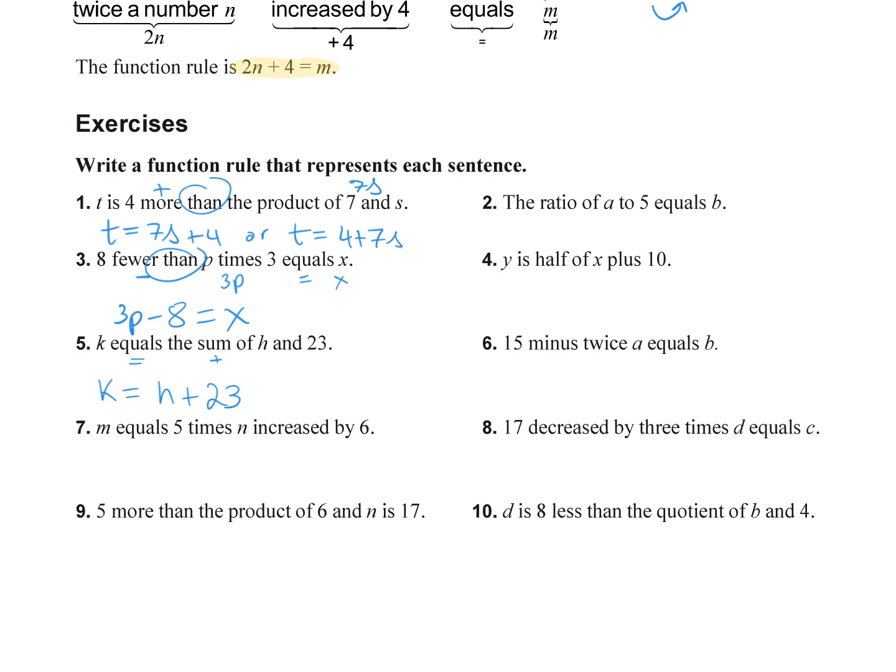Now, for number 7, we have m equals 5 times n increased by 6. So here we have a few things going on. Since we are told that it's 5 times n first and then you increase that by 6, we're going to have the multiplication separate from the other one. So we have m equals 5n plus 6. If they would have written it a different way, then we would have had it in a different order. In this case, we read it just as is. There's nothing to flip as the word than is not there.